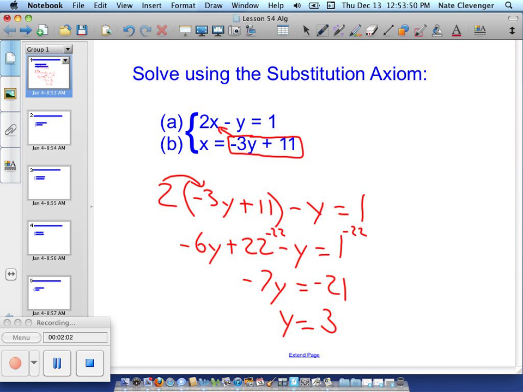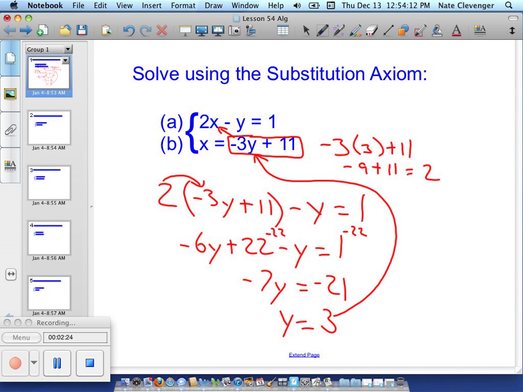We've only found y. So we're going to take our value for y, and now we're going to plug it in or substitute it into here. Because if I have the value for y, I can solve for x. I know x is equal to that expression. So negative 3 times 3 plus 11, negative 9 plus 11 is 2. So your x is 2, your y is 3. We're going to write our answers as an ordered pair then. So this is going to be the ordered pair 2, 3.